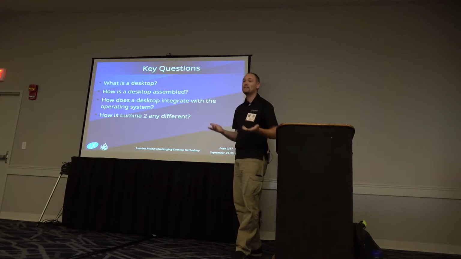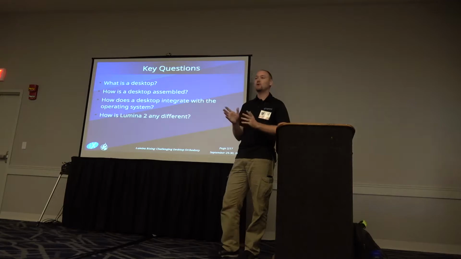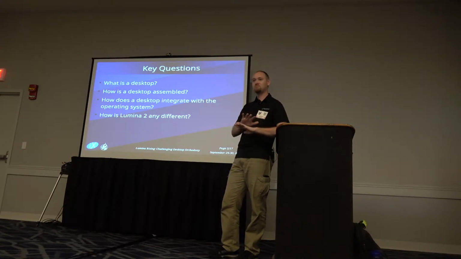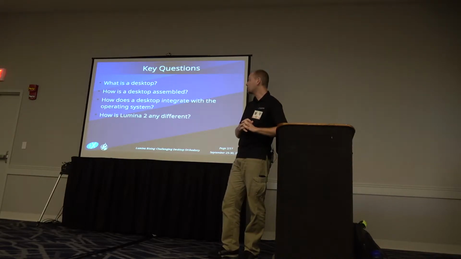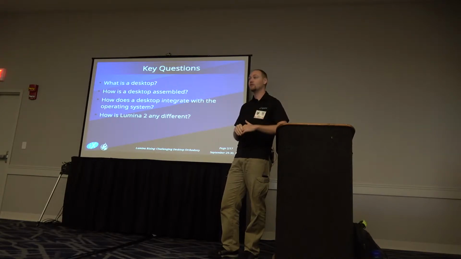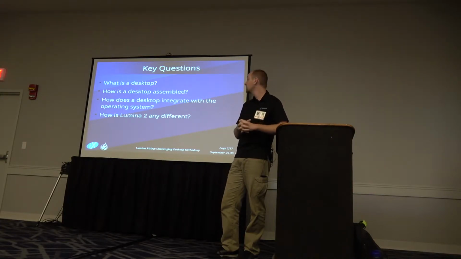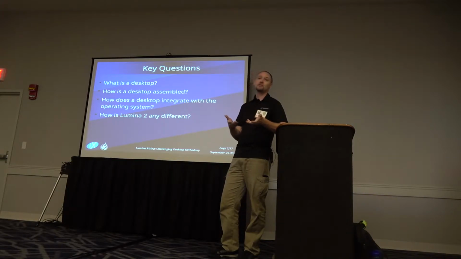So there's just a few key questions that I want to talk about. These are things that may have come to mind when you were using a desktop, or may not have, but these are the underlying things that go into how a desktop works. We're going to try and address these and formalize them. So first off, what is a desktop? It seems like everybody I talk to at these conferences has a different definition of what a desktop is. So let's set the groundwork and define what a desktop is to start with. Then we'll go into how a desktop is assembled, and how that transitions for all the various desktops you know and love from Linux. How does a desktop integrate with the operating system? That's also one of the big key features, because it affects portability and everything else. What can it do? And then how is Lumina 2 any different?